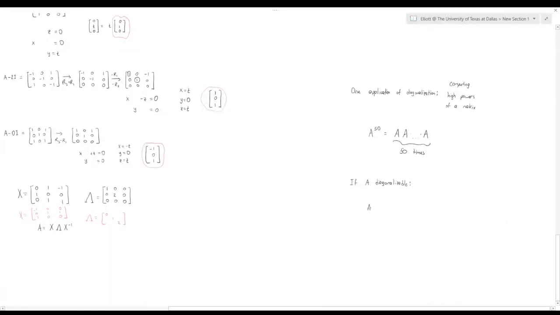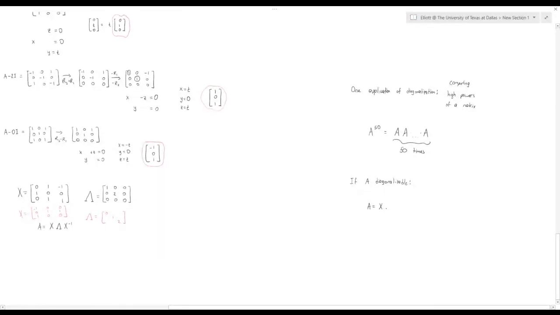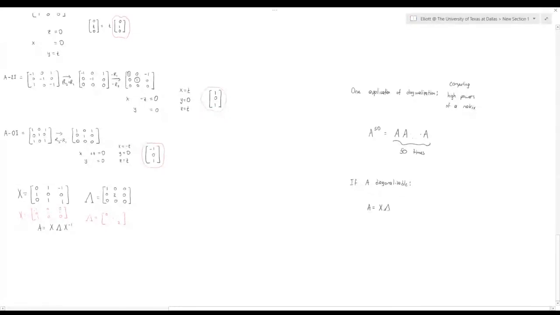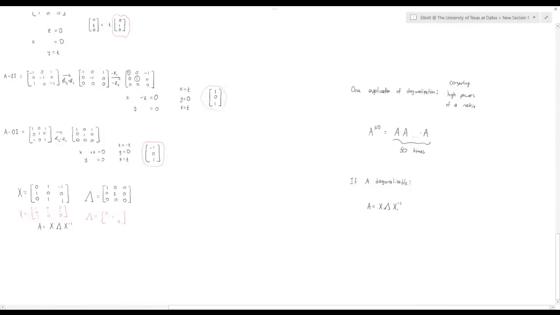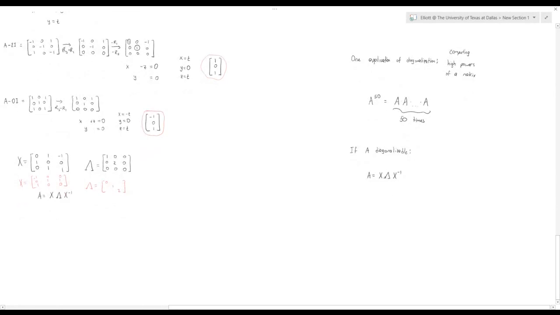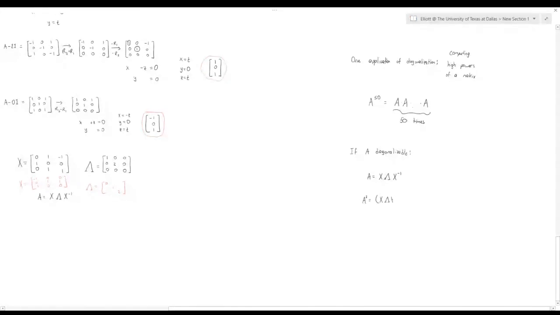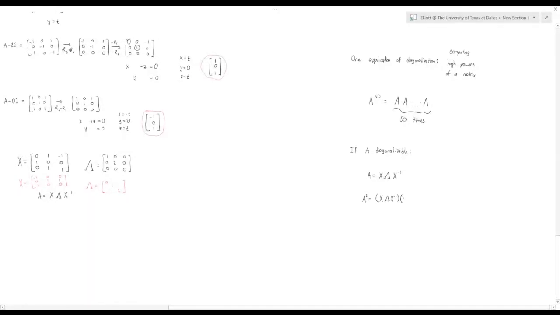So to see how this works, if A is diagonalizable, we have this factorization: A is X Lambda X inverse. Now, I'm going to compute A squared just to illustrate something. If I compute A squared as A times A, and then I use the fact that A is X Lambda X inverse, okay?